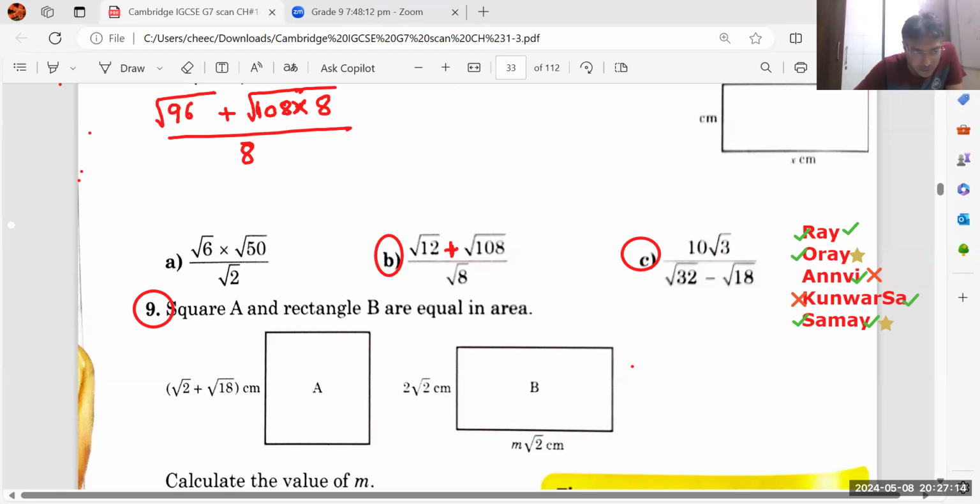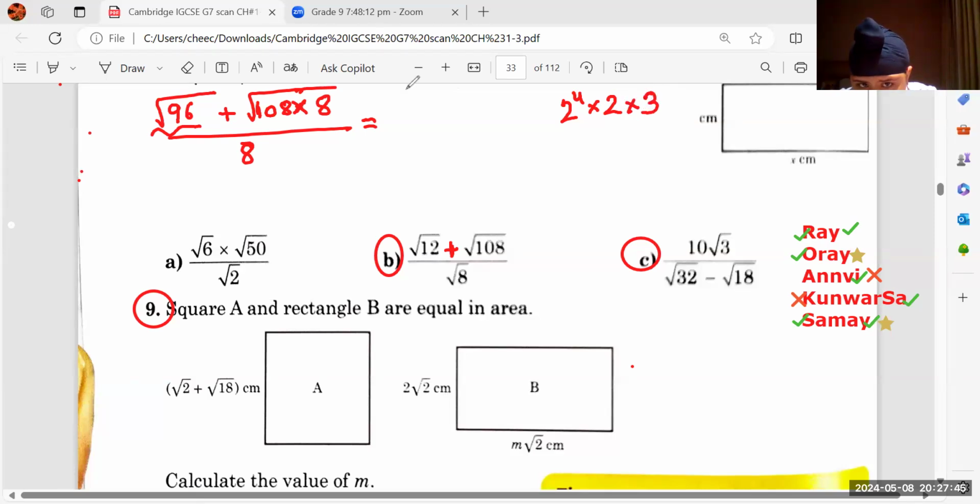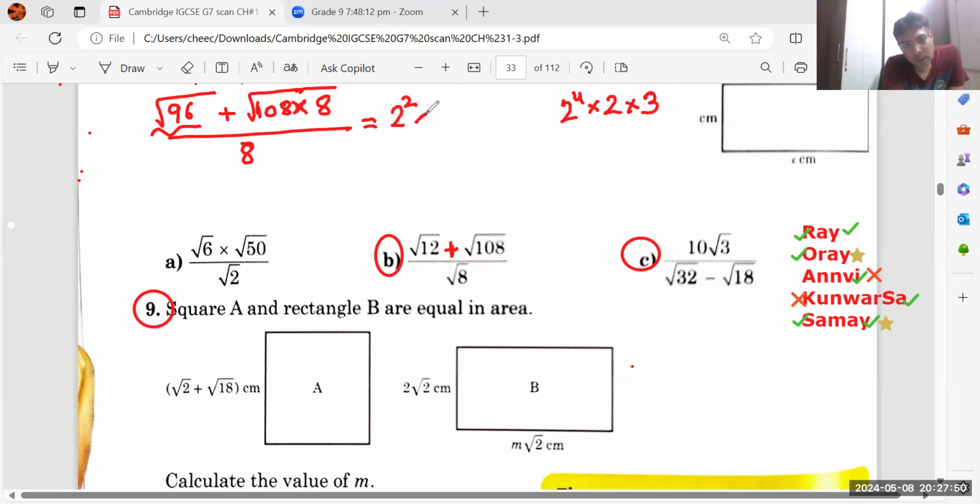What was the question? We have to write in the form of n into root 6. Okay, so let's do it in the simplest form. So this will become what? 2, 4, 8, 16 to the power 4, into 2, 32, into 3. So I will get 2 to the power 5 into 3. So I can take 2 square out. I will get 2 square root 6, right?